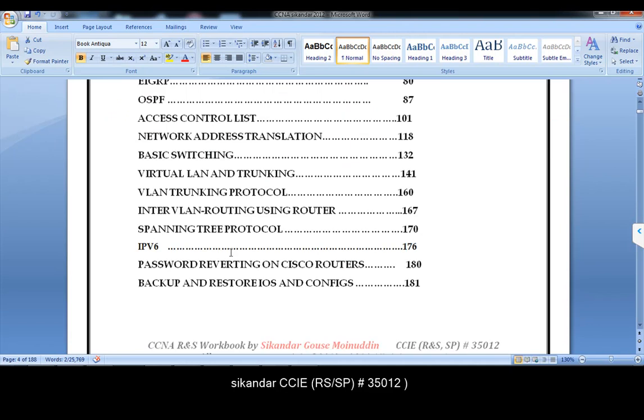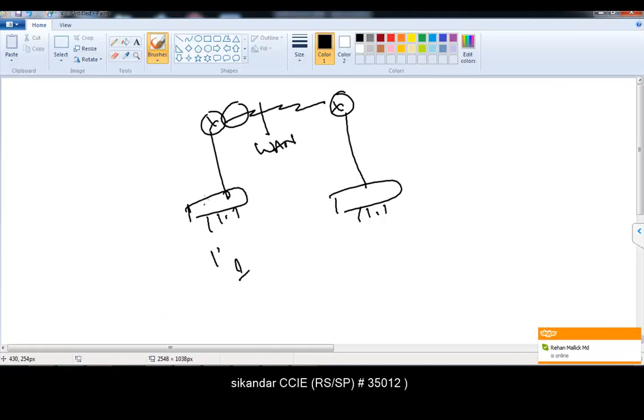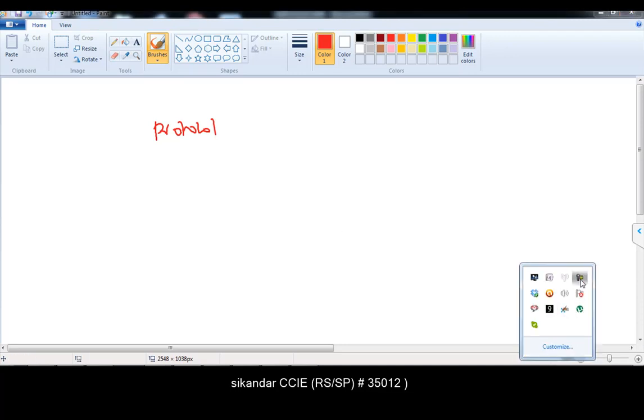Now the first topic, we are supposed to start with something called IP address. So let's get started with IP address here. You know there is something called protocols. We know the basic definition of a protocol. A protocol is a set of rules which a user has to follow in order to have proper communication.